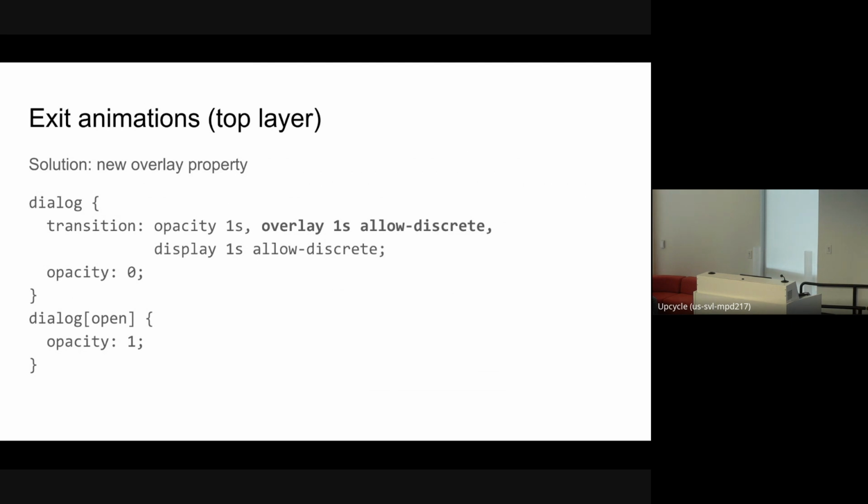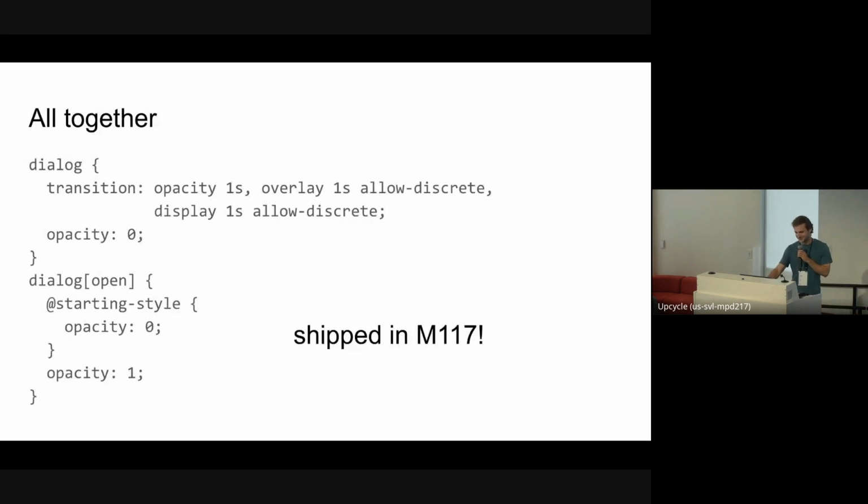And by just asking the transition system to transition it like this with the overlay 1 second allow discrete, it allows it to stay in the top layer while it's animating out. Thank you. It's in 117.